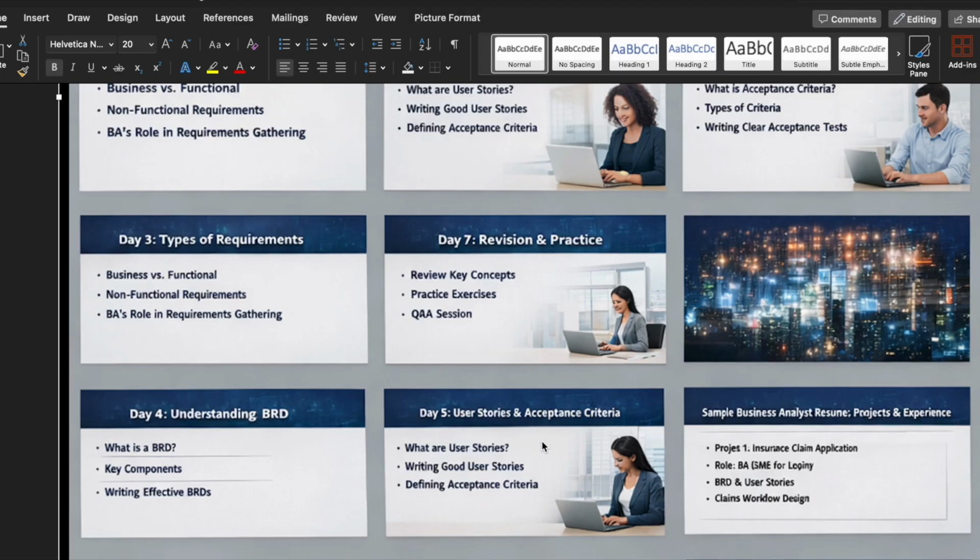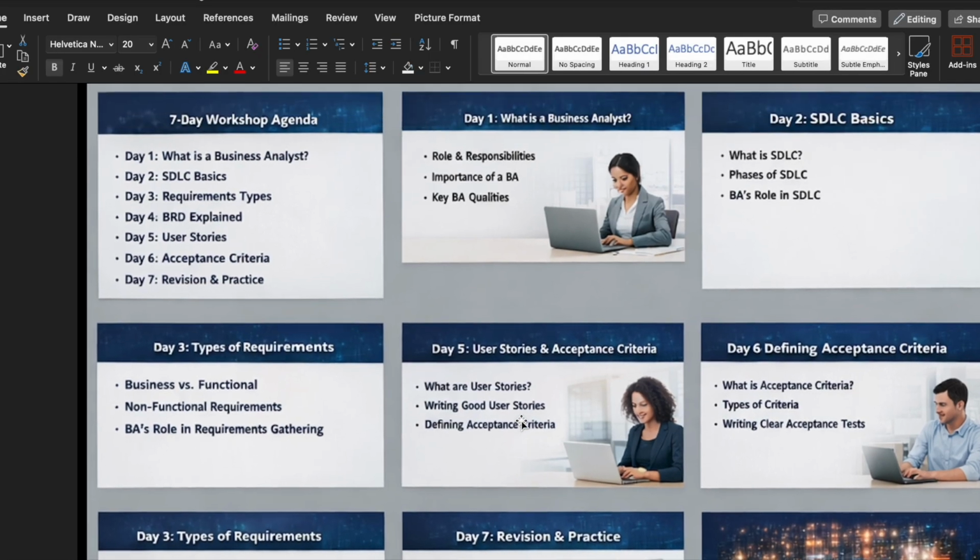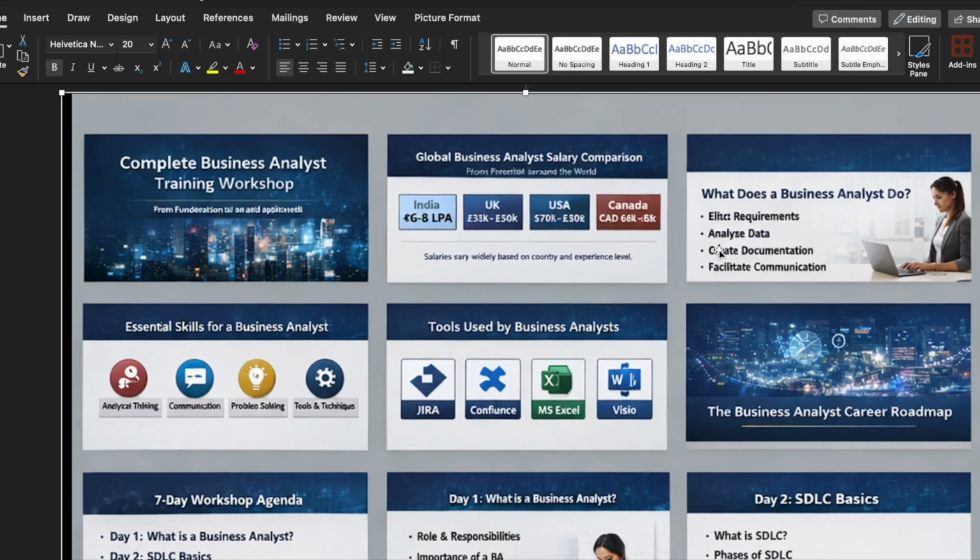Instead of focusing on BRDs, FRDs, and other BA artifacts, I would recommend you learn the current process, what the business is doing manually, and then go with the future solution. So current state and future state, these two. And the third one is process mapping.